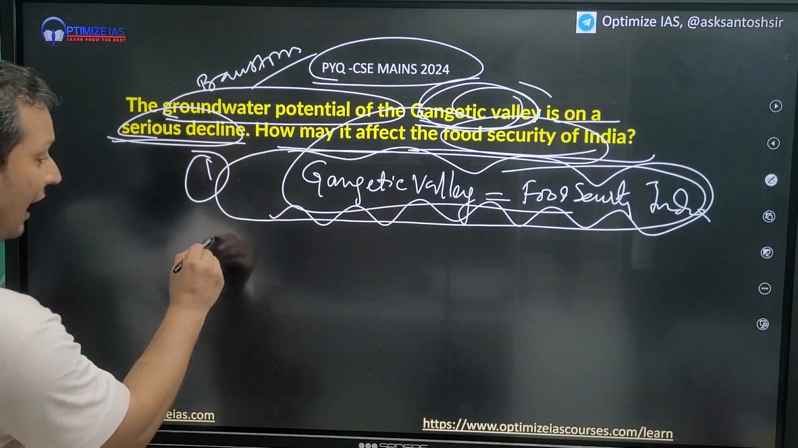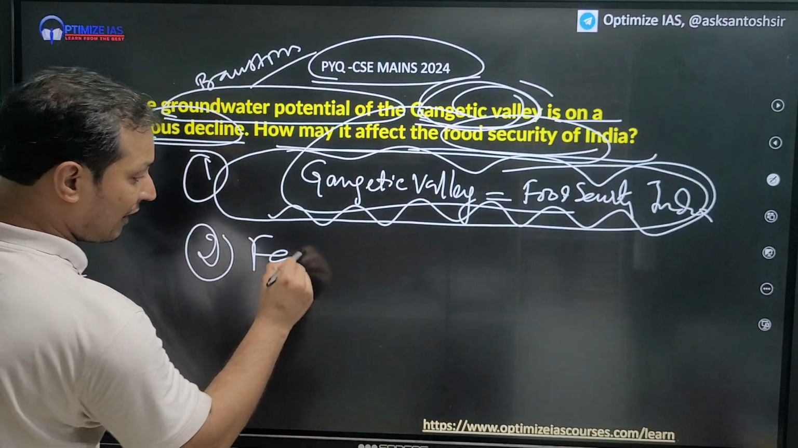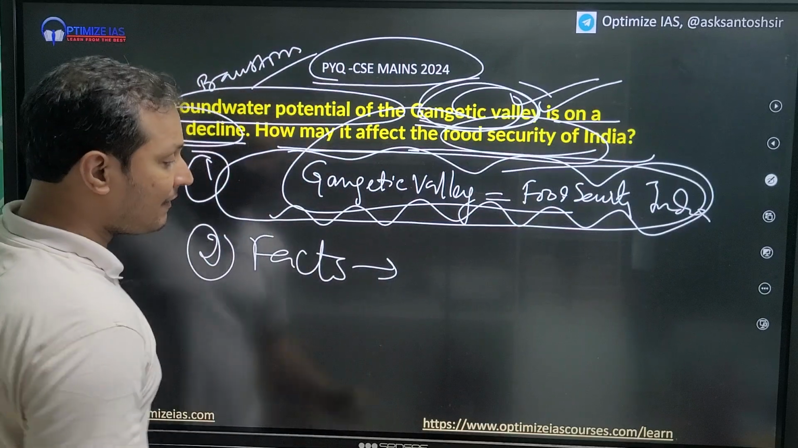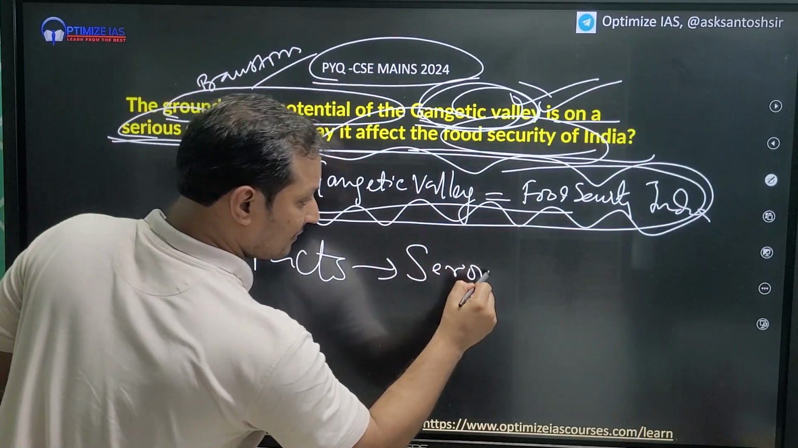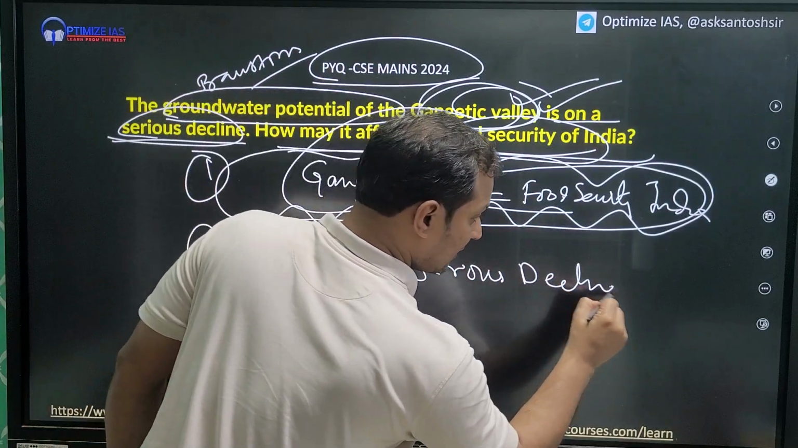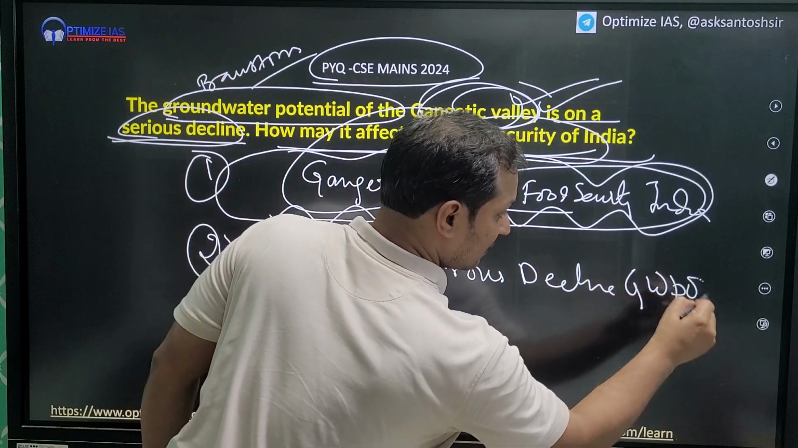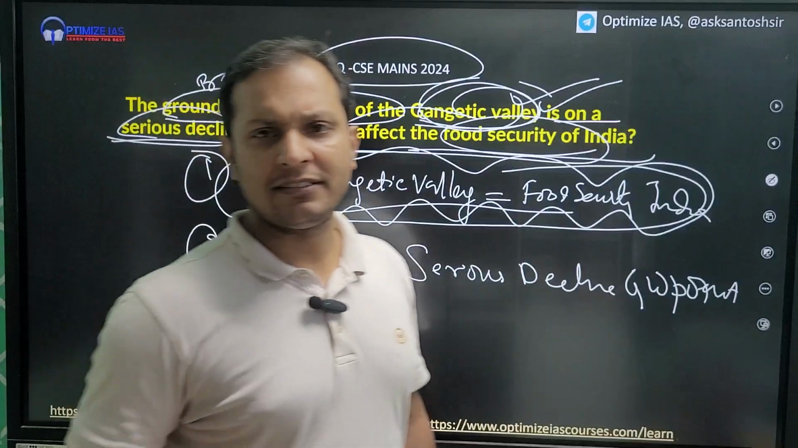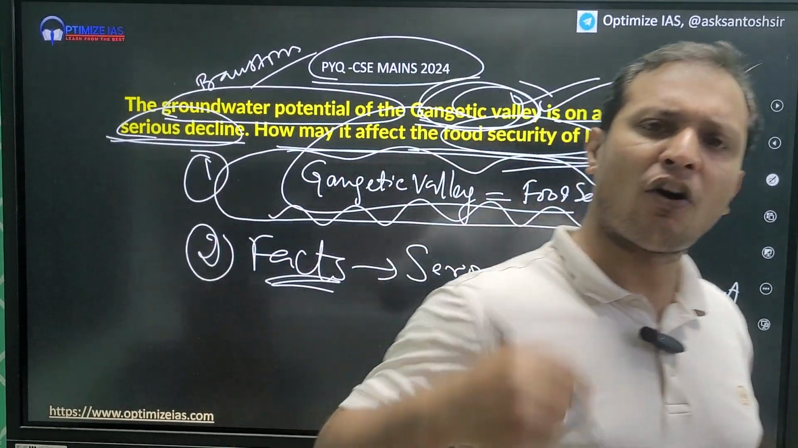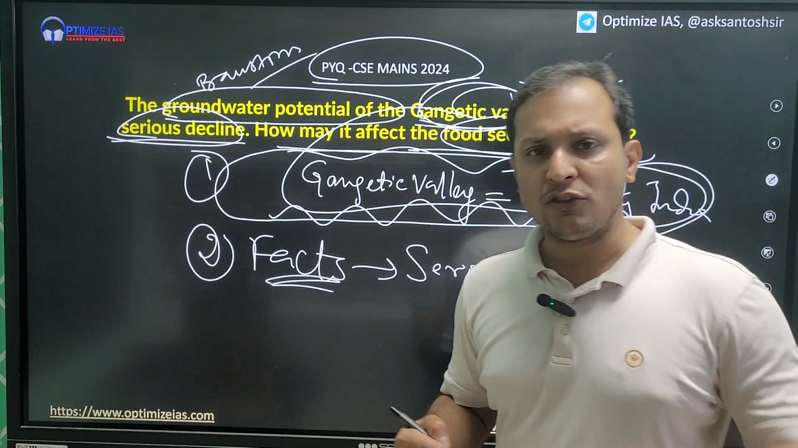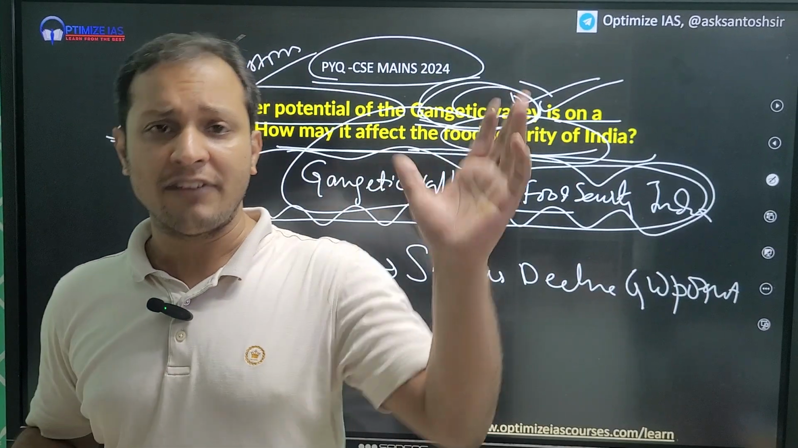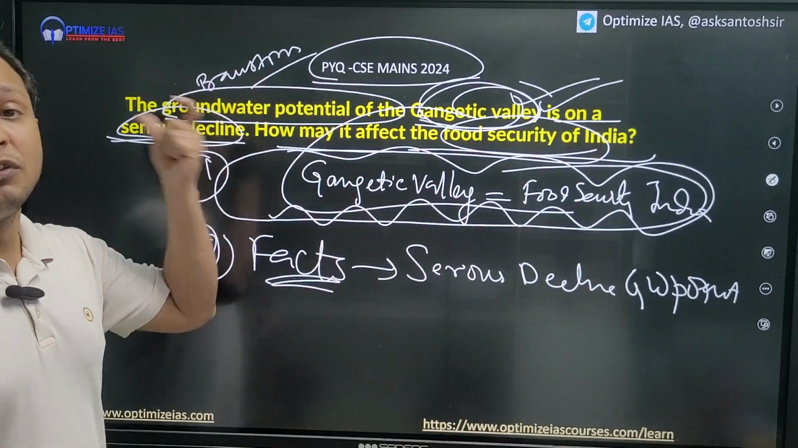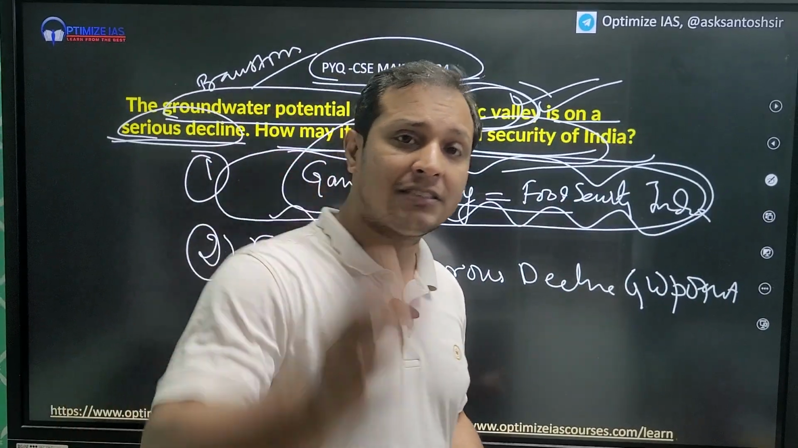Second, guys, you need to have some facts. You need to have some facts to justify that there is a serious decline in the groundwater potential. Facts are very important. Most of the aspirants complain that they are not able to score very high marks in the UPSC mains examination even after writing very good answers. The reason is they lack facts. Without facts, you will never score very high marks in the general studies paper.